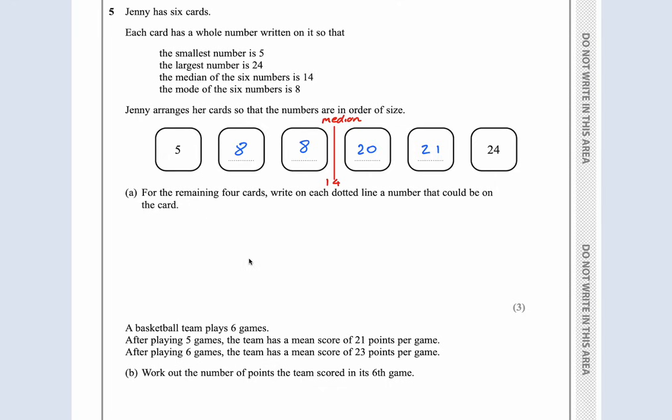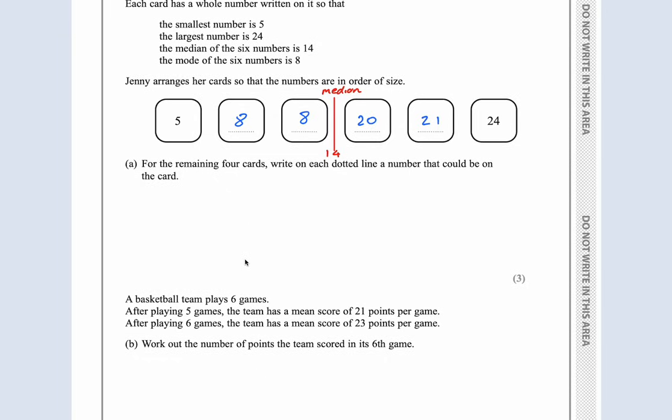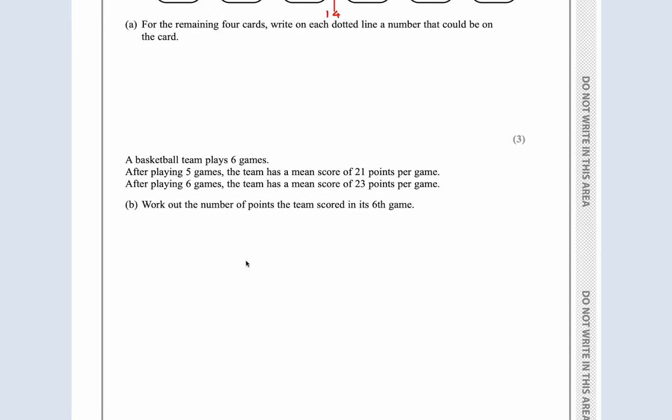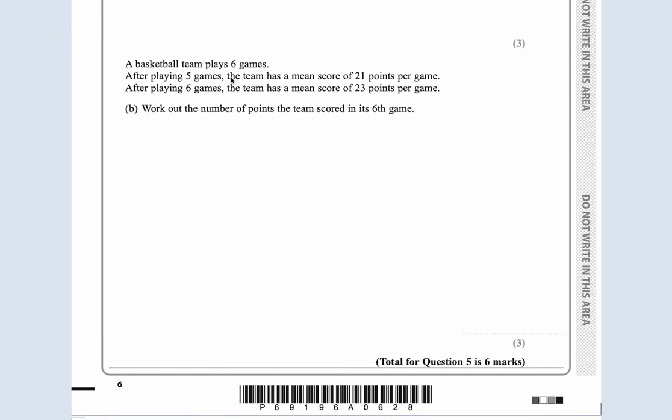Next part, it says, this is a totally different part, I think. Okay, yes. So a basketball team plays 6 games. After playing 5 games, the team has a mean score of 21 points. After playing 6 games, the team has a mean score of 23 points. Work out the number of points they scored in the 6th game. Right. These questions are also quite tricky. So 5 games, their mean is 21.